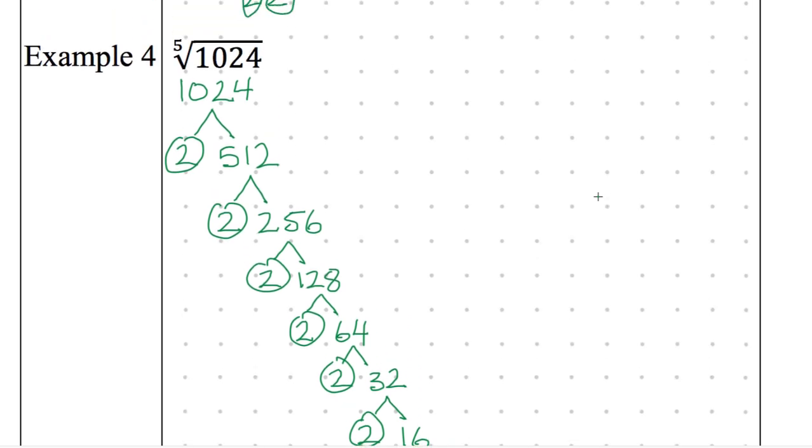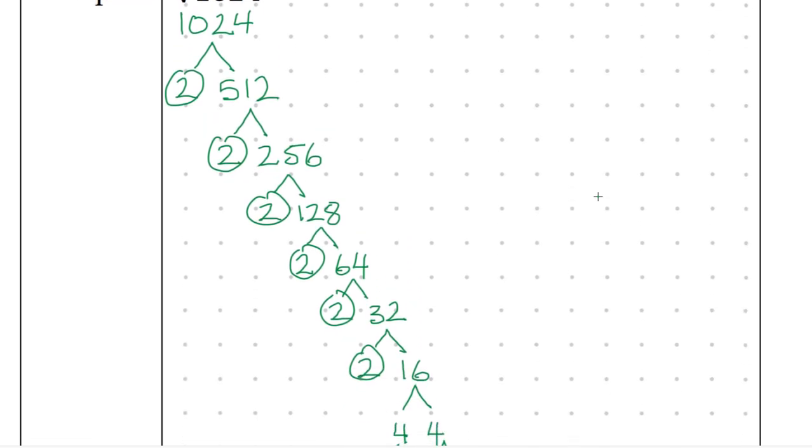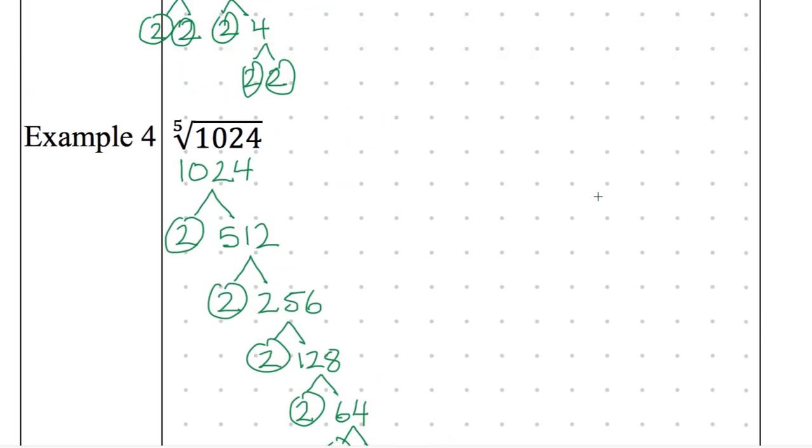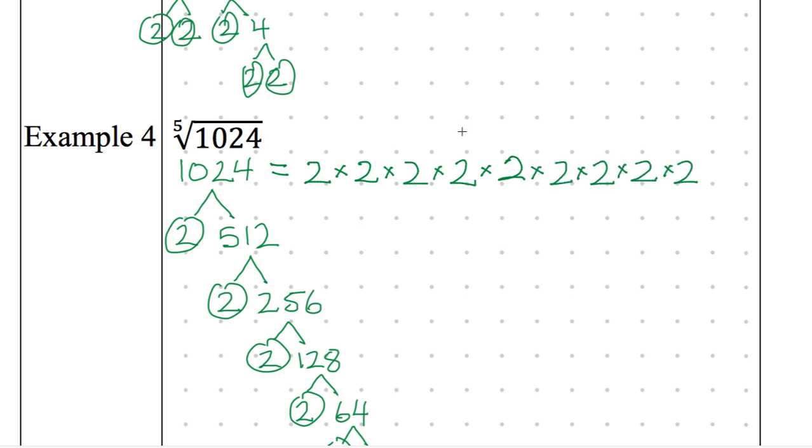Let's list them out. How many do we actually have? Let's count them up. We had 1, 2, 3, 4, 5, 6, plus 4 is 10. So this was 2, 10 times. 1, 2, 3, 4, 5, 6, 7, 8, 9, and 10. Okay, we got all of those 2's. How does that help us find the 5th root of 1024 again? Can someone help me do the final step?